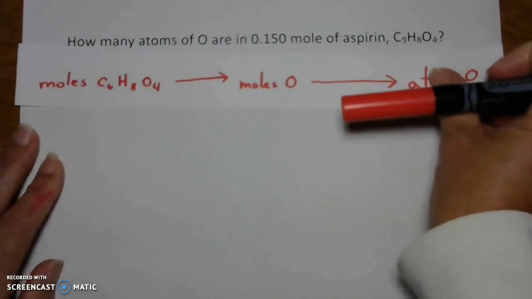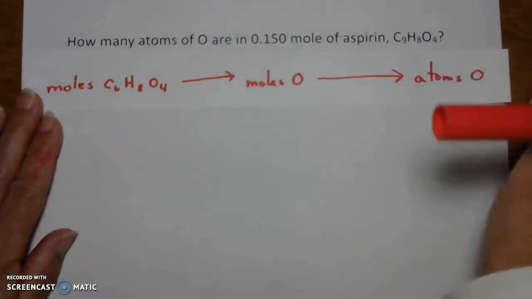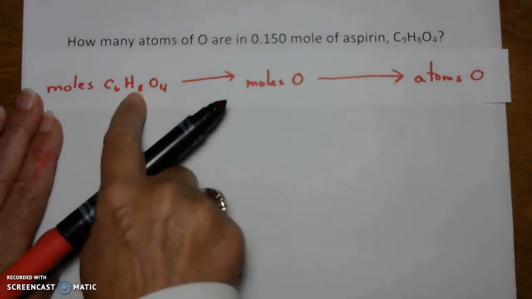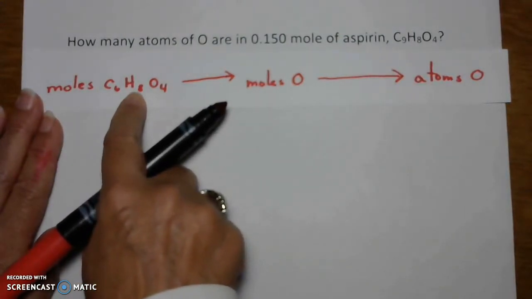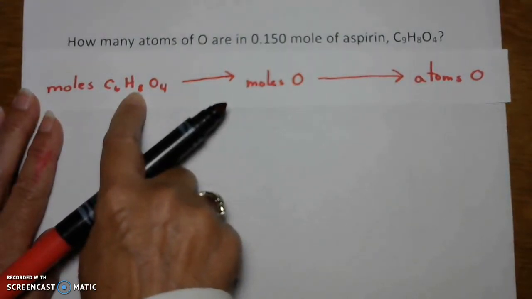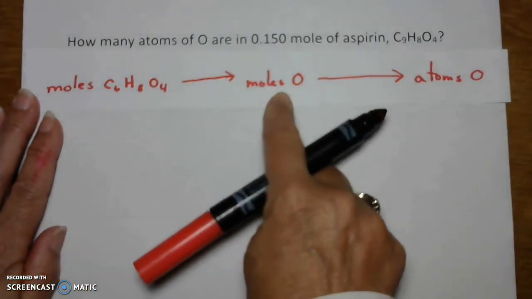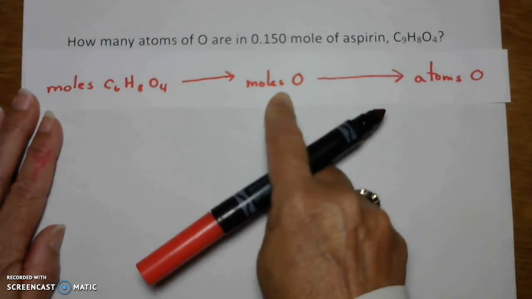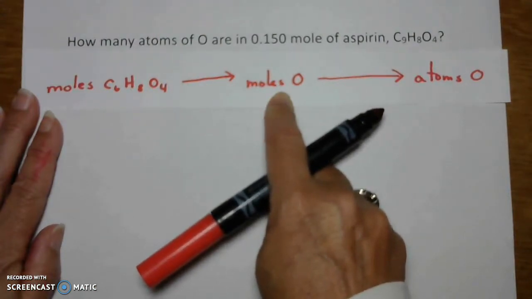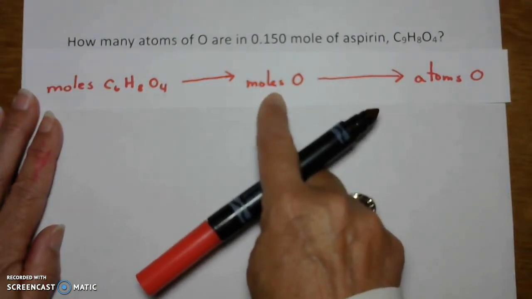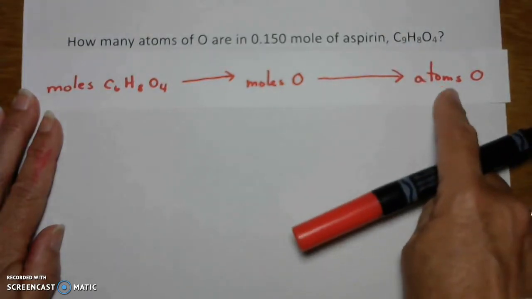This is our plan of attack. They've given us the number of moles. We have 0.15 moles of aspirin. We need to calculate first how many moles of oxygen that will give us. And once we have moles of oxygen, we can figure out how many atoms of oxygen we have.